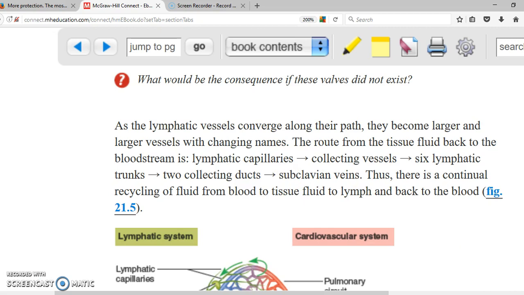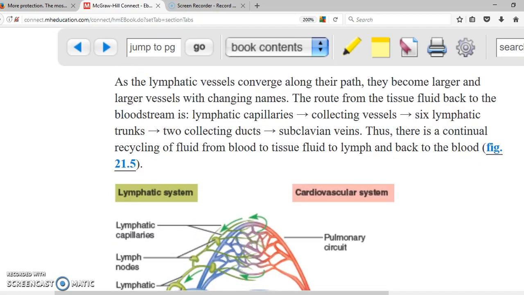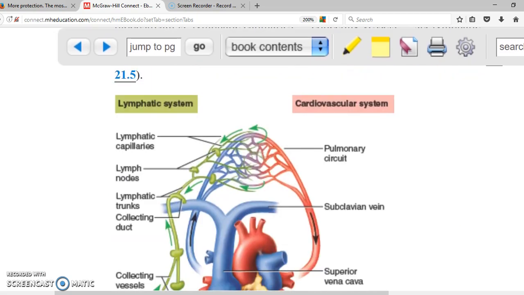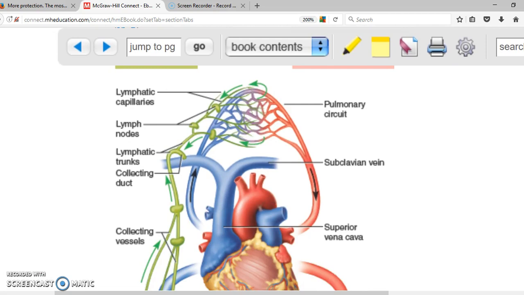Then the subclavian vein obviously is the area where all this lymph is going to get mixed with the blood, and then it is going to return into your heart as part of the blood that returns to your heart through the superior vena cava.